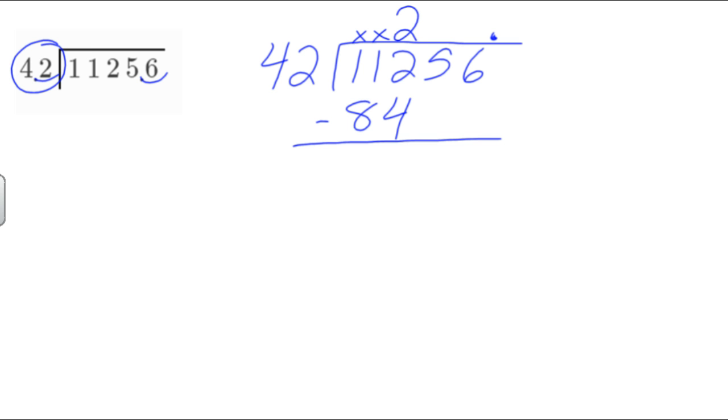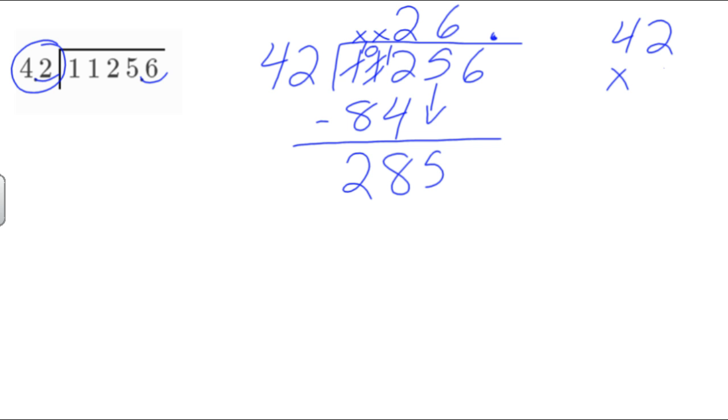I can't take 4 away from 2, so I borrow from the 1, and I have 0. My 2 is now 12, because I borrow 10 each time. 12 minus 4 is 8. I can't take 8 from 0. I borrow. 10 minus 8 is 2, so I get 28. 112 minus 84 is 28. Bring down the 5. So now I have 285. I'm going to guess 6. 42 times 6 is 12. Carry the 1, 24, 25.